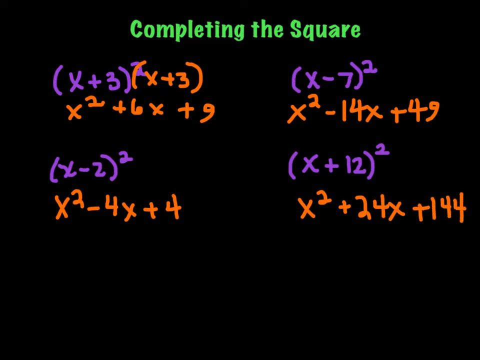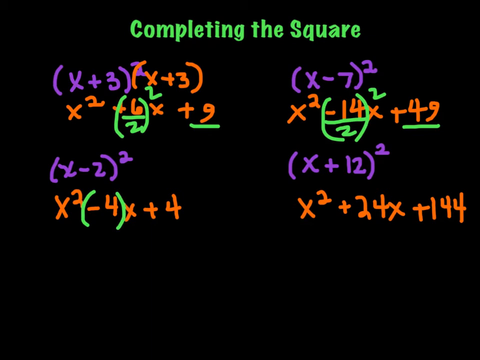And I want you to notice something. This number is always b divided by 2 squared. This number is b divided by 2 squared. See how there's a pattern there? B divided by 2 squared, b divided by 2 squared, always gives me that last number.